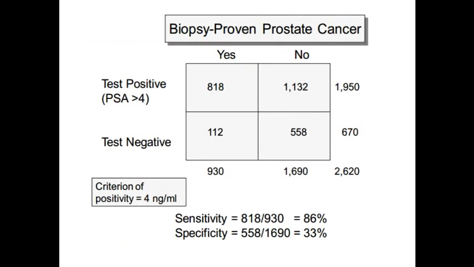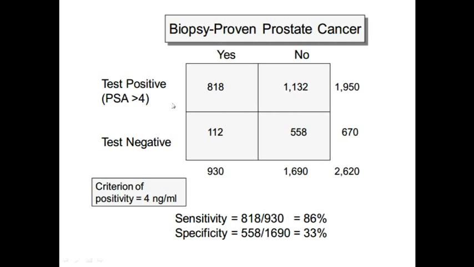Now, this is an example of a test which is used for screening for prostate cancer amongst males. This is the test known as prostate specific antigen, and the cutoff for positivity, or criterion for a positive test, is 4 nanogram per ml of the prostate specific antigen in the collected specimen. So all those males who had a value more than 4 are put under the result of test positive, and those having a value of less than 4 under test negative.